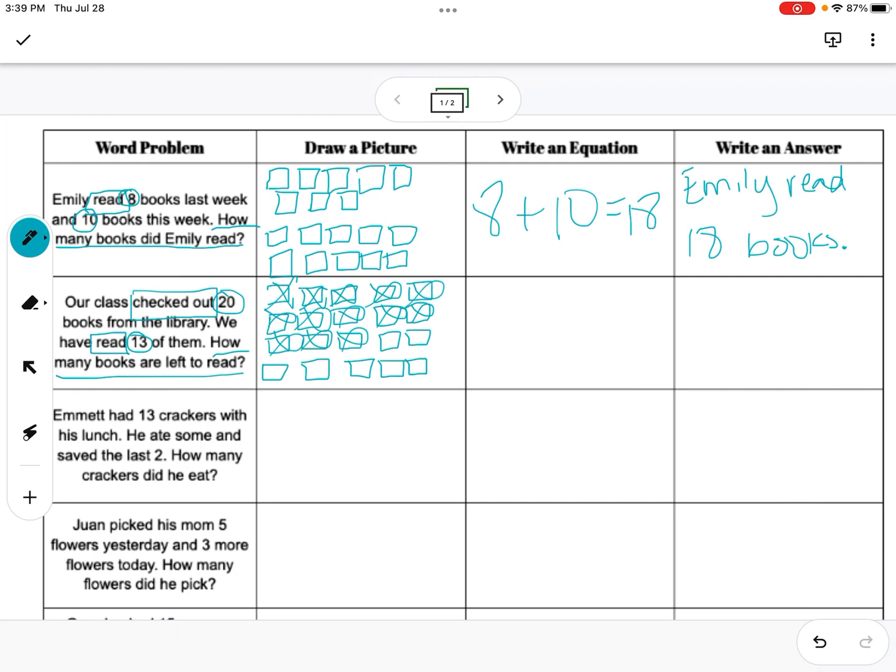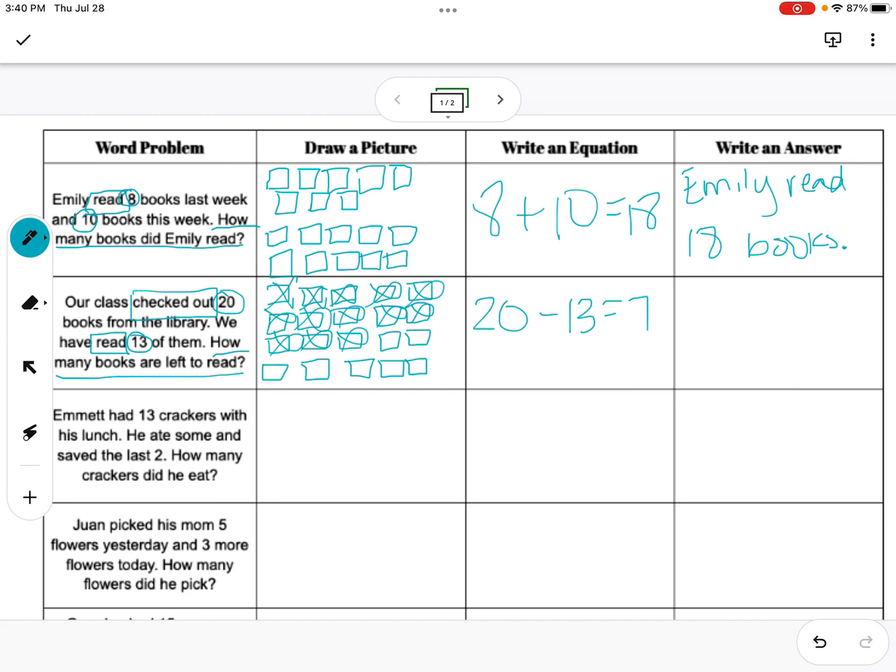So then when we got to write an equation, again, I prompted them through. Okay, so how many did we start with? We started with 20, okay? Then we read 13. So when we were drawing that picture, did we add 13 more or did we subtract? And they said we subtracted them. So we subtracted 13. Okay, so then what was left? What was not crossed out? And they were able to tell me it was 7.